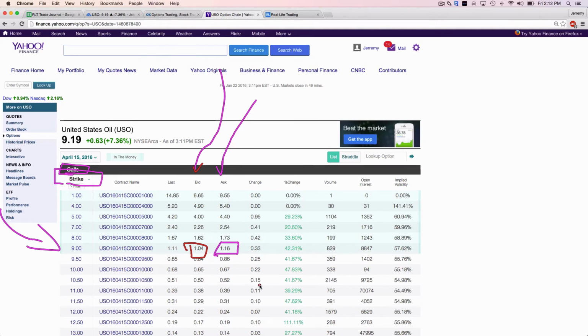Here's what's interesting about options. Notice the difference in these two numbers. This is called the bid-ask spread. This is also something that will absolutely ruin your life in option trading if you're not careful. Stocks themselves usually only have pennies on the spread, like 2 or 3 cents. This has 12 cents.